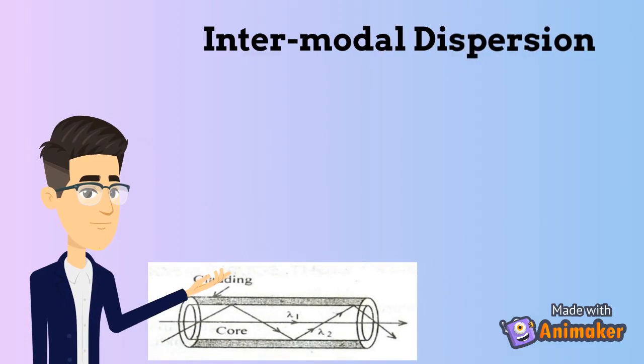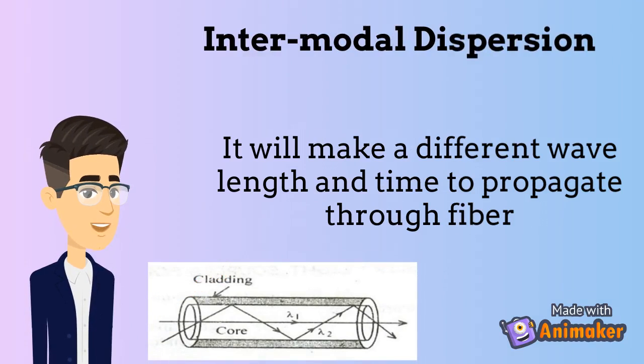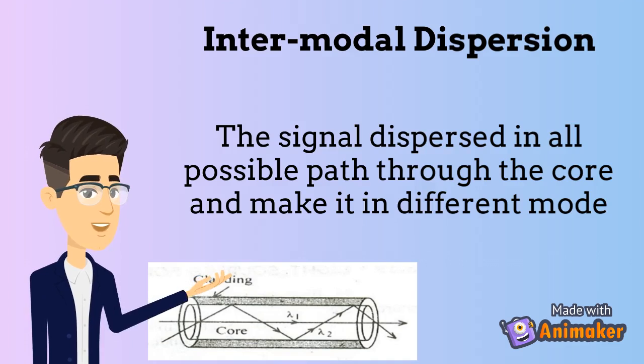Intermodal dispersion. Intermodal dispersion occurs when more than one mode goes through the fiber. It makes different wavelengths and times to propagate through the fiber. The signal will be dispersed in all possible paths through the core and make it in different modes.